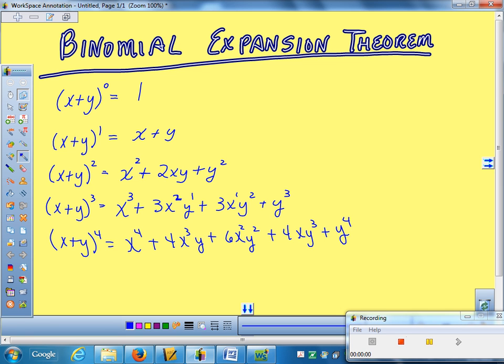So if I have you do x plus y to the 5th, or we eventually do it to the 8th power, then the x's and y's exponents will always add up to 8, every time. So that explains what happens with the variables.